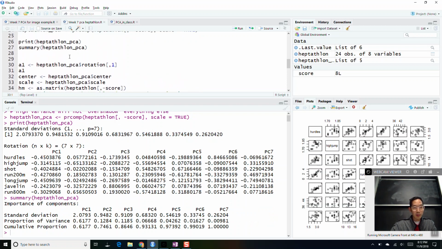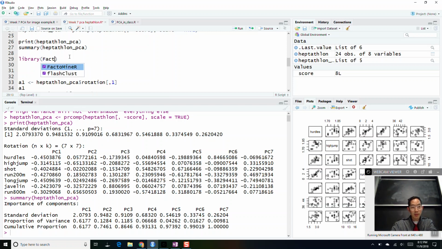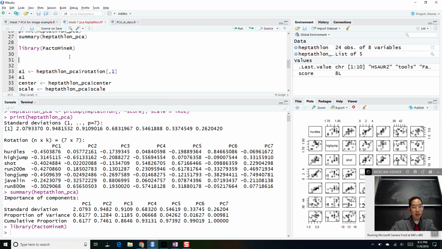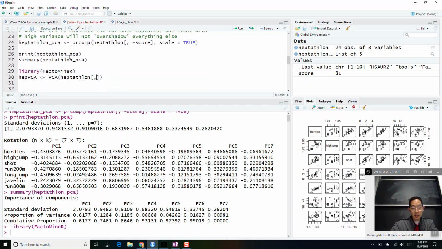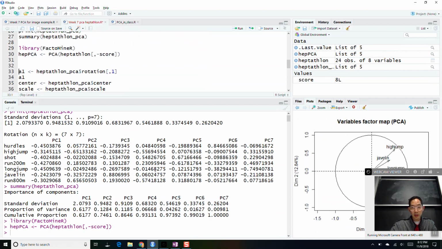Let me also show, if I do library FactoMineR, and then we'll do heptathlon. I'll call this hep PCA, and this will be PCA of heptathlon minus the last column. Okay.